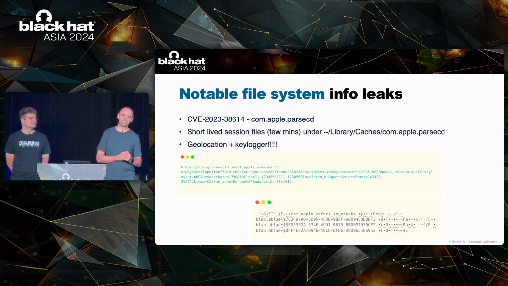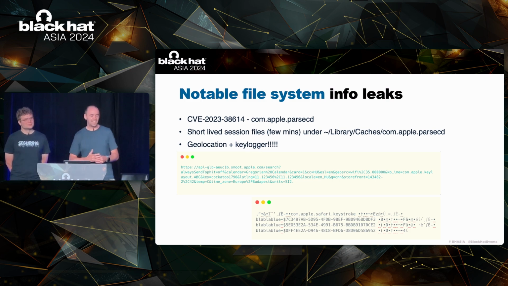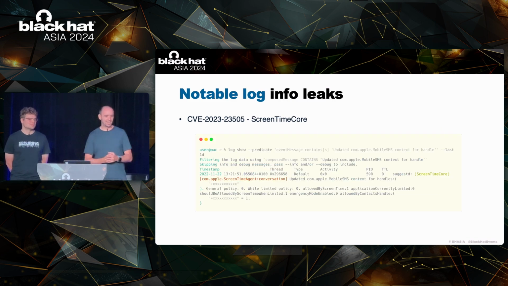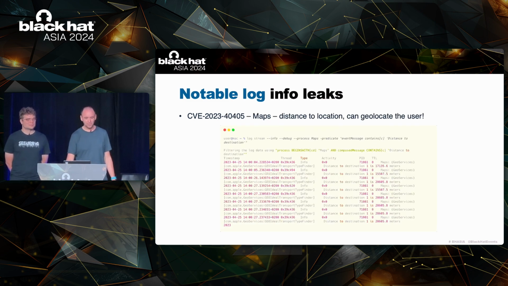The parsec, this was a fun one. This daemon created very short-lived cache files, so I think grepping this was a bit of luck. They lived for a few minutes, and they actually logged your geolocation, so you could find the actual user location. And it also did keystroke logging in Safari. Whatever I typed in Safari was keylogged in a cache file. That was like a system-provided keylogger. Pretty nice. Screen Time core logged phone numbers in the logs.